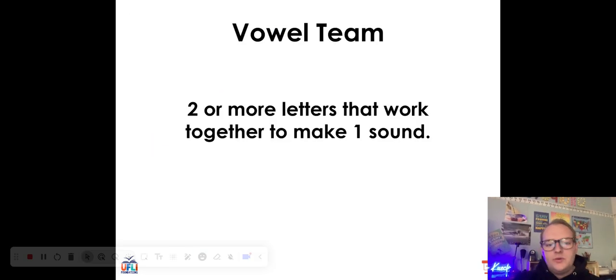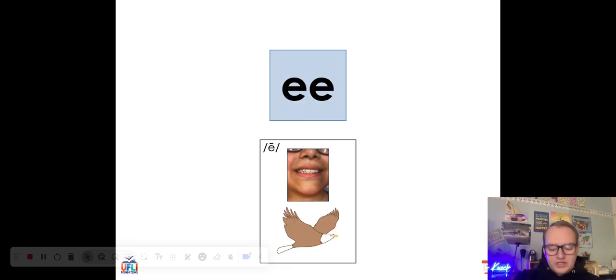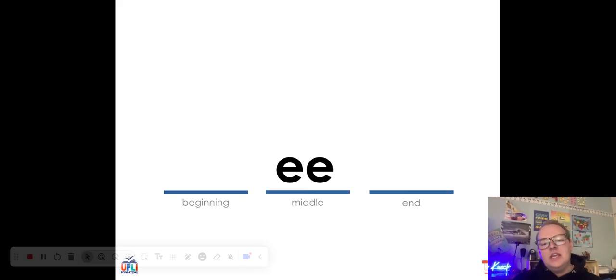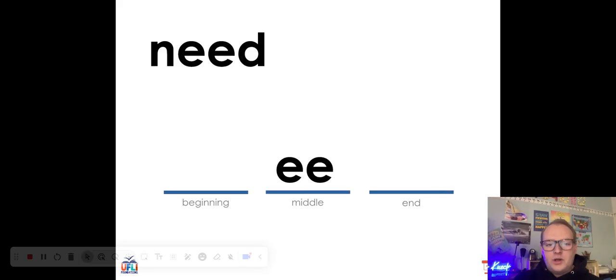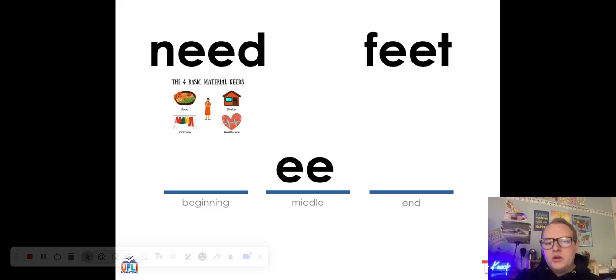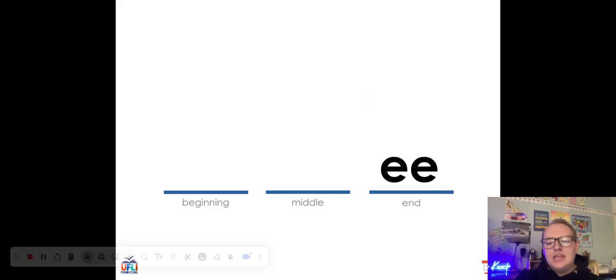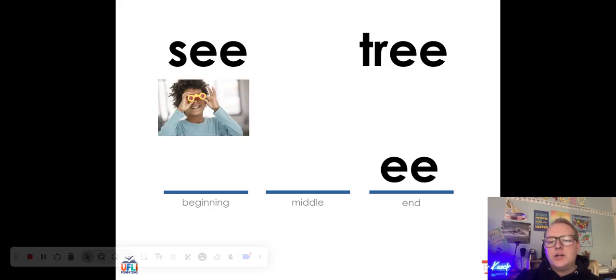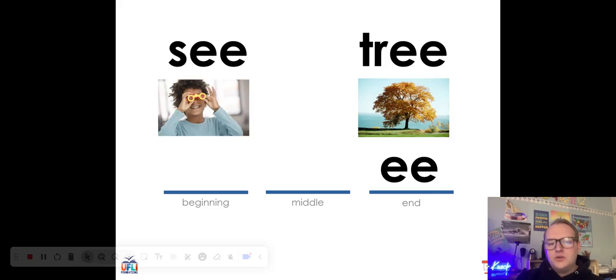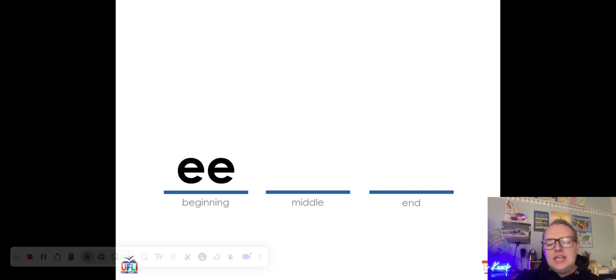Okay, moving on to those vowel teams. Remember, vowel teams are two or more letters that work together to make one sound. And the first one that we're talking about for that long E sound is EE. EE can spell E in the middle of a word, like in the word need, or in the word feet. EE can also come at the end of a word, like in the word see, and the word tree. Notice how those EEs are spelling E in those words. EE can also come at the beginning of a word, like in the word eel.